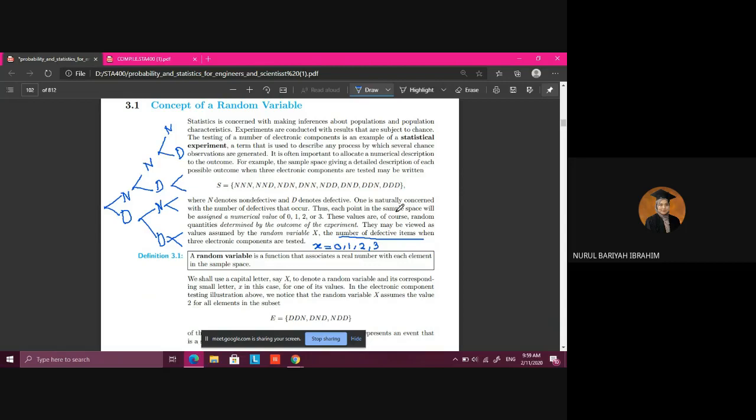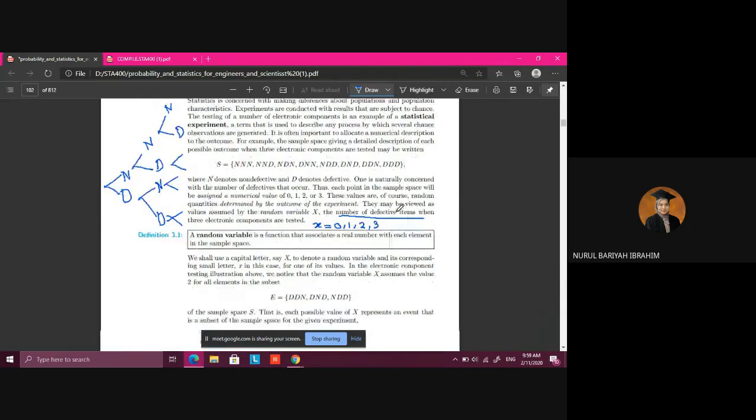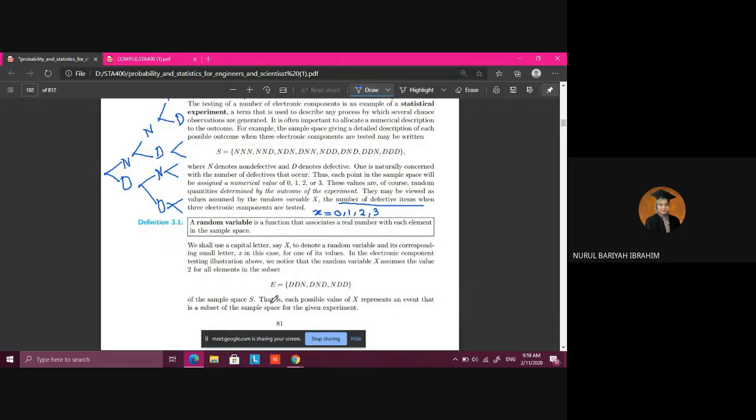Alright. So if we read here, a little below, it says X, capital X, which is the variable, represents an event that is a subset of the sample space. So X, or the random variable, represents the event. Before this we did events. So X actually represents the event too.